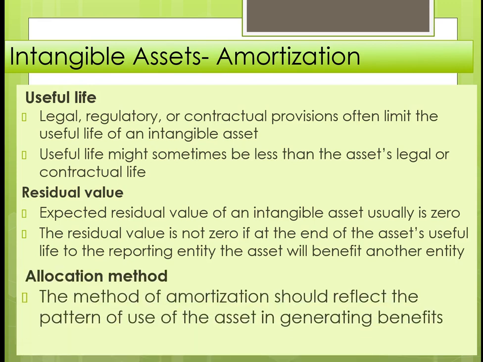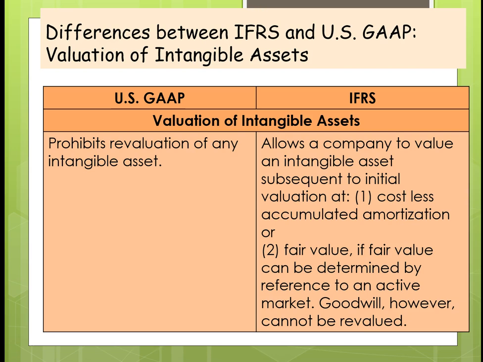Allocation method. The method of amortization should reflect the pattern of use of the asset in generating business. Now, the difference between GAAP and IGAAP. Under GAAP, we prohibit revaluation of any intangible asset. Under the international standard, it allows a company to value an intangible asset subsequent to the initial valuation at cost less accumulated amortization, or fair value if fair value can be determined by reference to an active market. Goodwill, however, cannot be revalued.